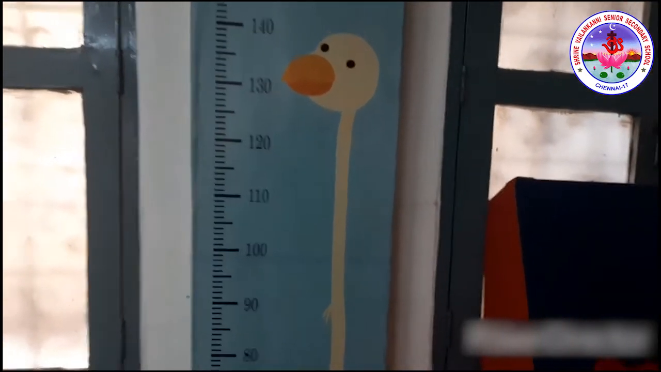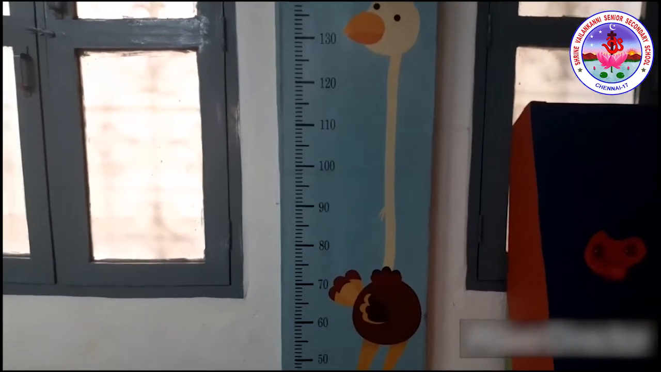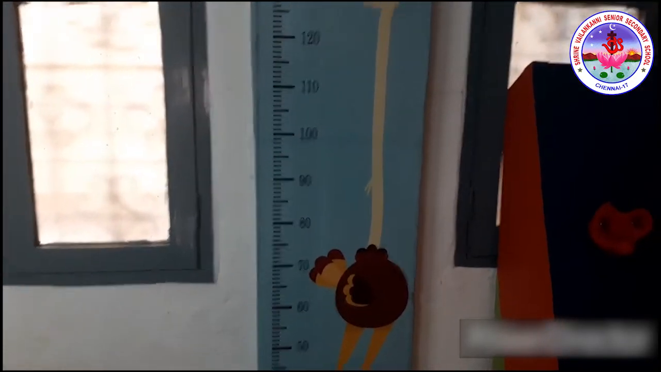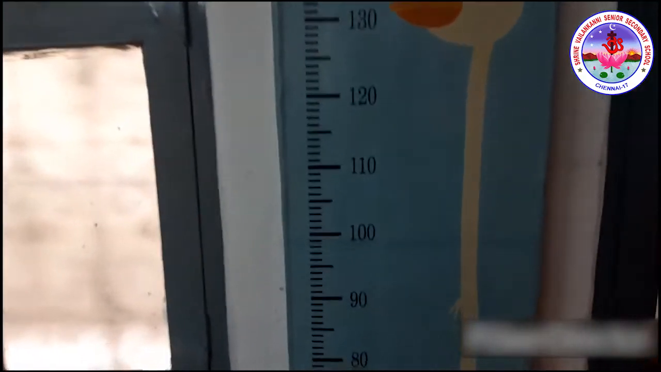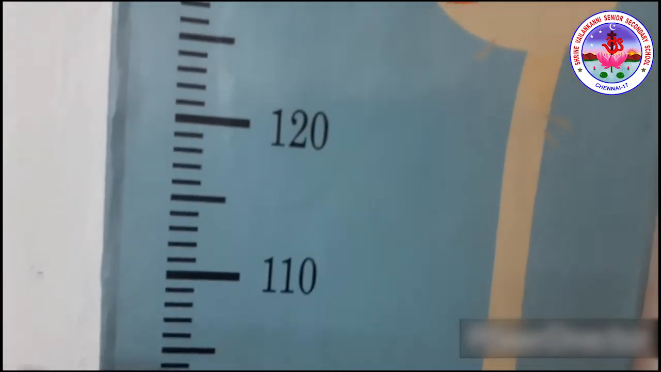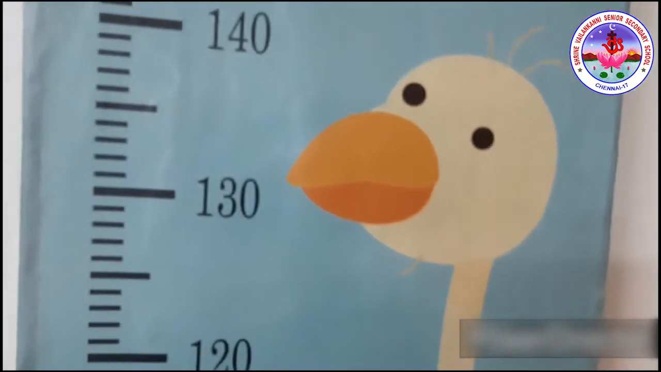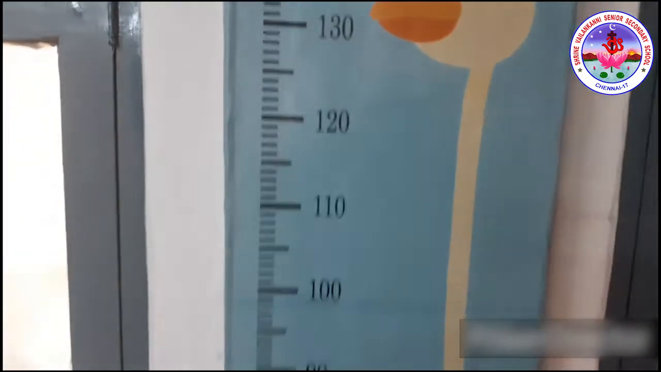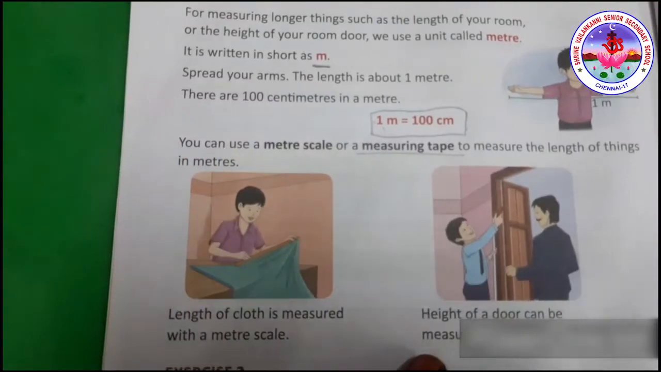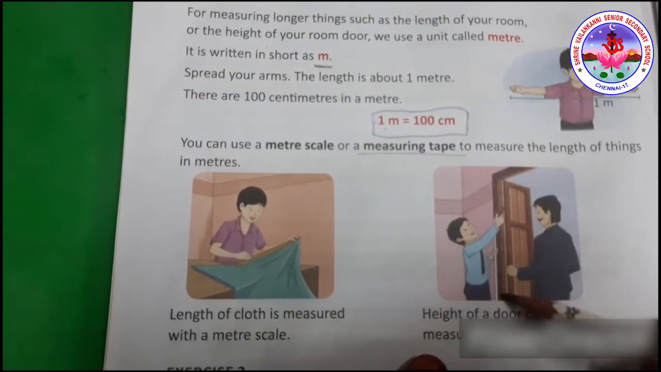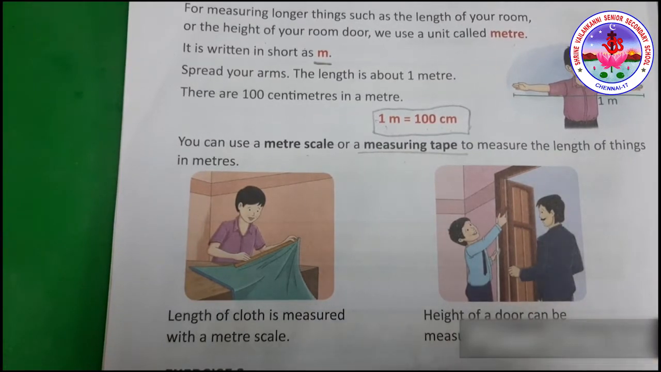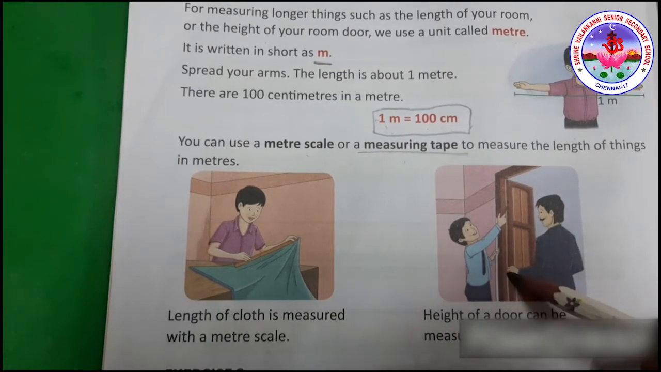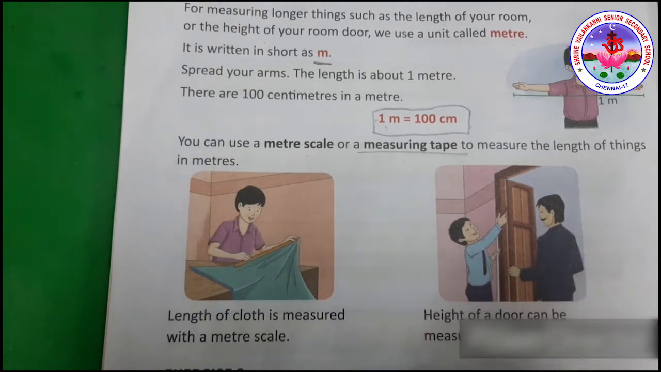Here they have drawn a picture of an ostrich. Can you see? You know an ostrich is taller, right? So to measure its height they use meter. That is, 100 centimeter is 1 meter. So the height of the ostrich is more than 1 meter. Can you see the boy using a tape to measure the length of the door? If you have a tape, you can use the tape to measure the length of your door and window.